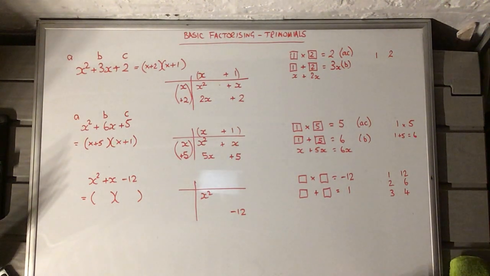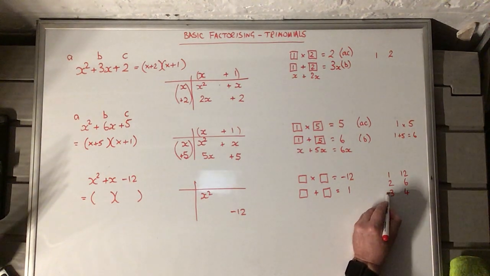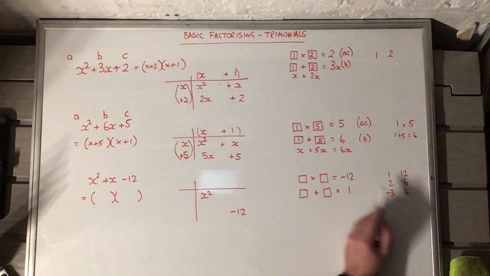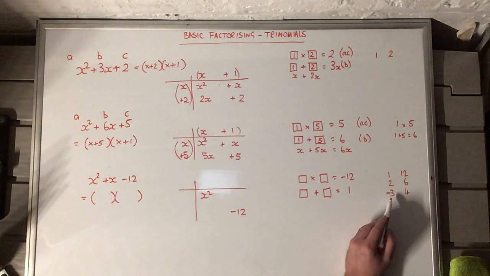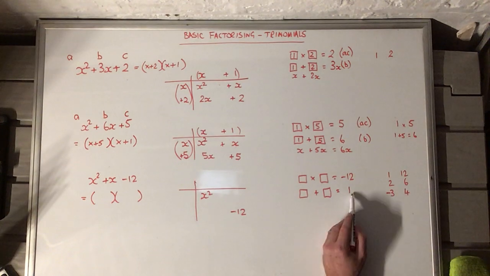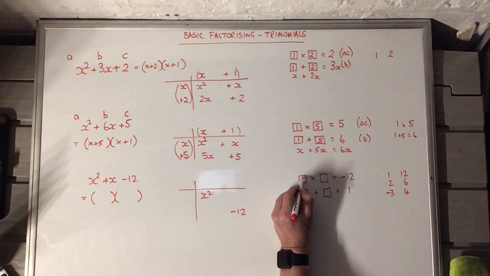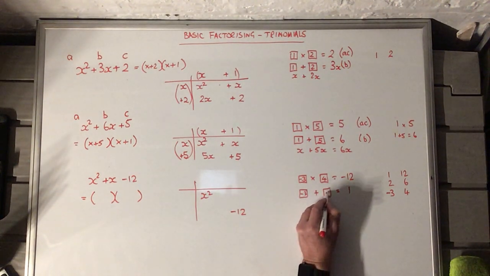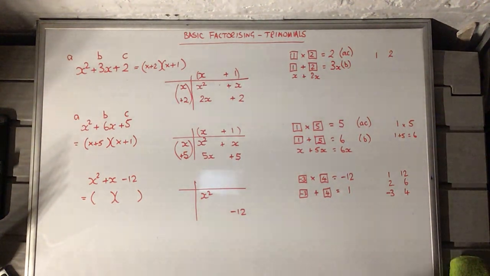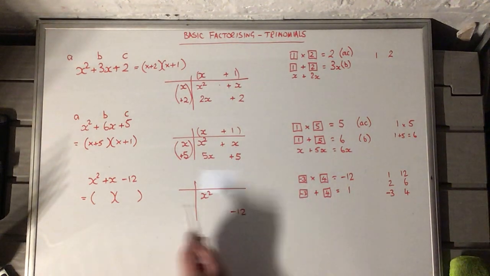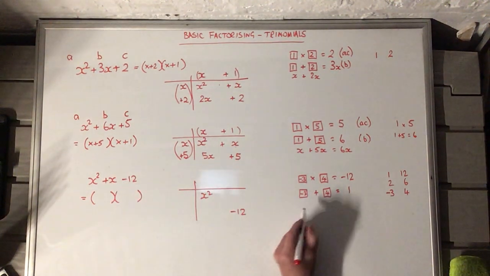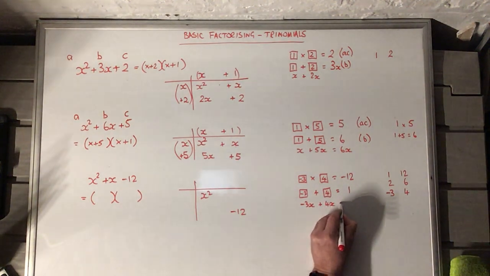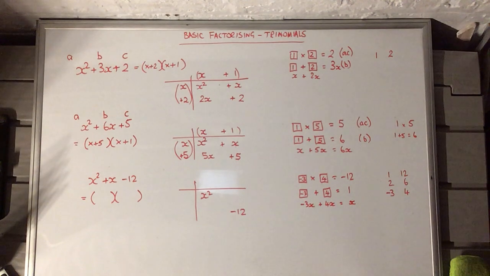So hopefully it's quite obvious that this has to be negative 3 and 4. Negative 3 times 4 is negative 12. Negative 3 plus 4 is positive 1. And again, it's not really 1 we want here, it's 1x. So it's really negative 3x plus 4x, and that gives us x. That's what we really want.